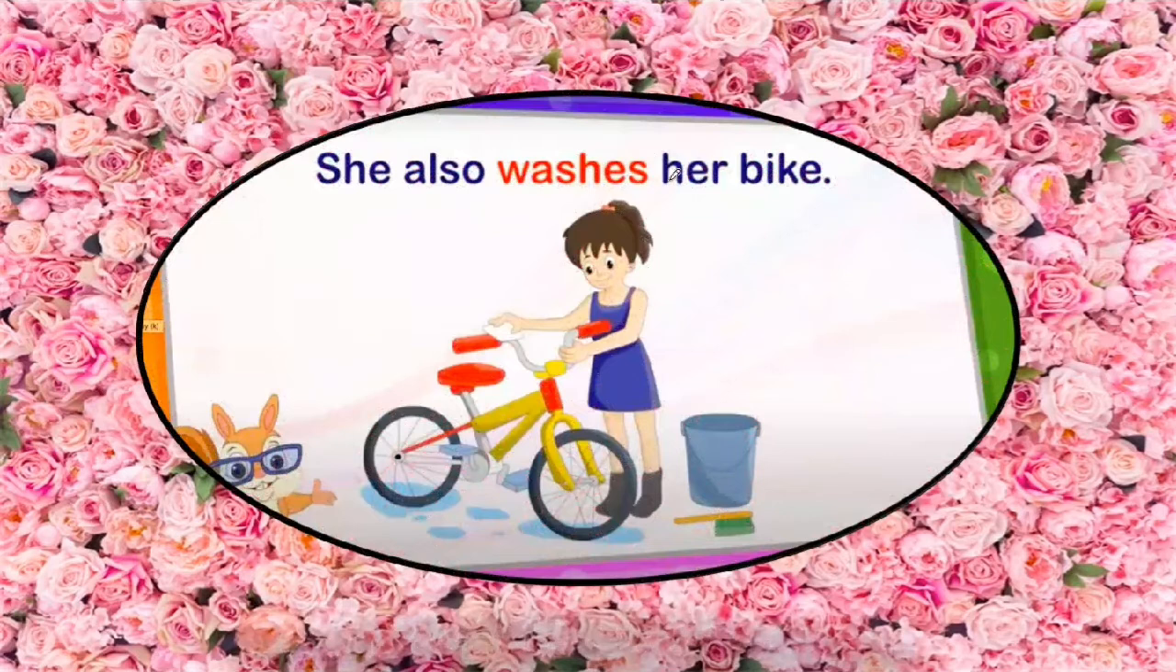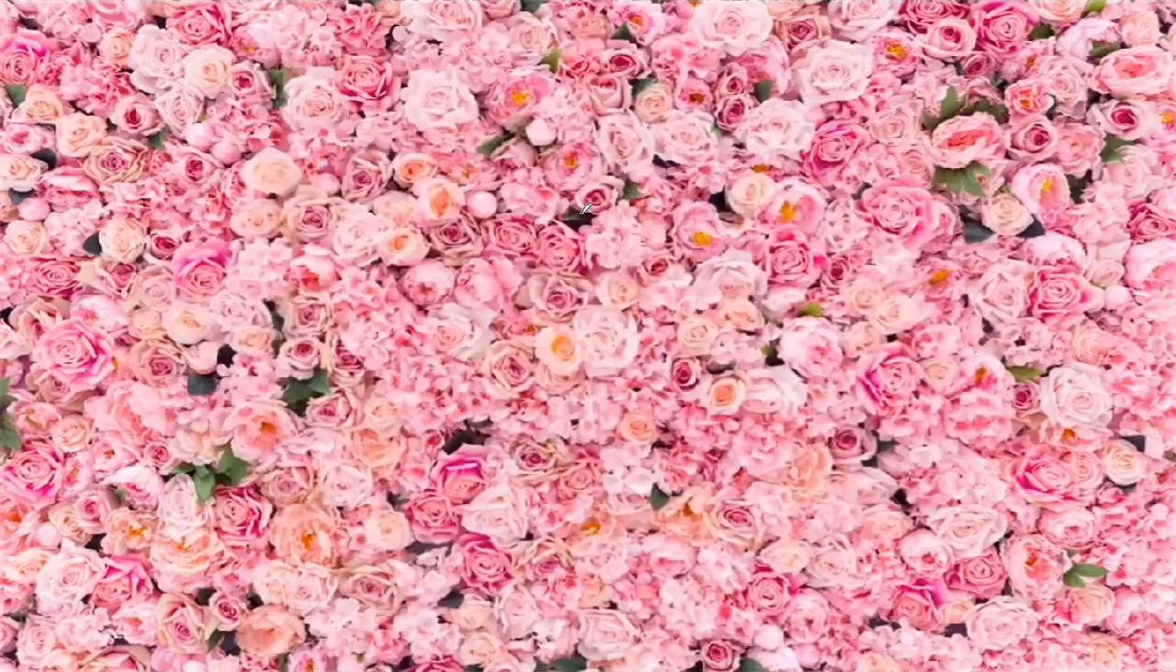Then she also washes her bike. So here, what is she doing? What does she do? She washes her bike. So here the verb is washes. Washes is the action here, okay? Moving to the next picture.